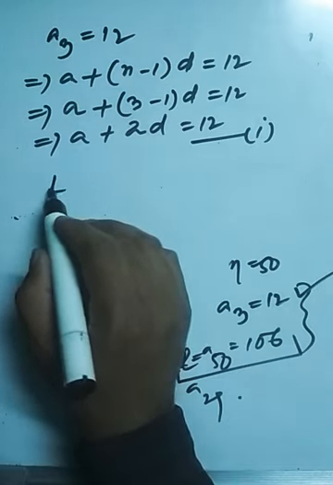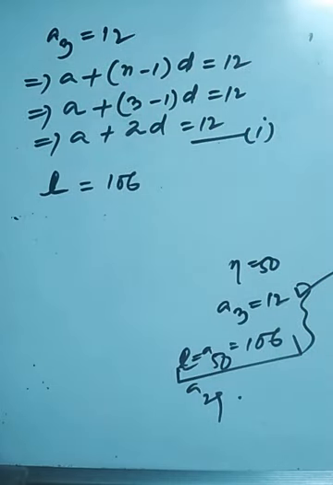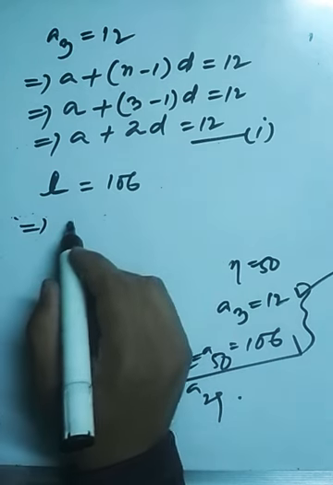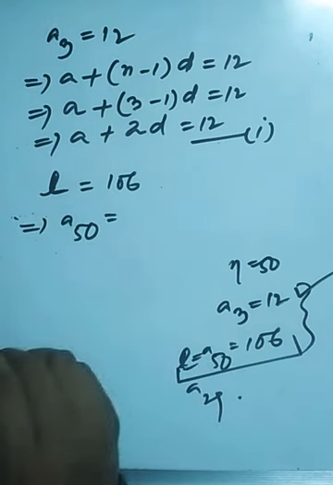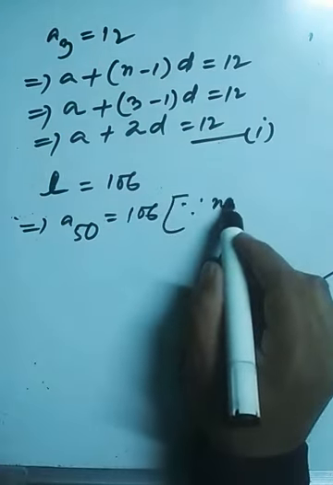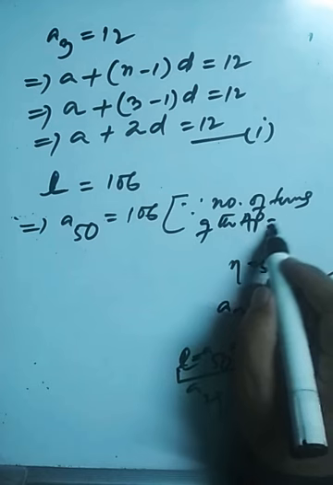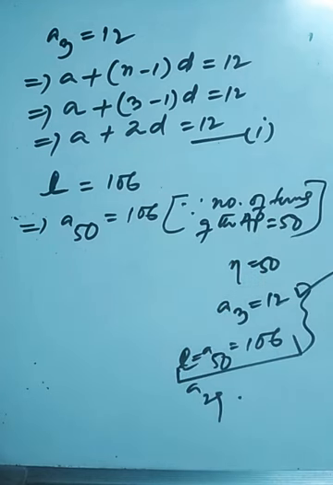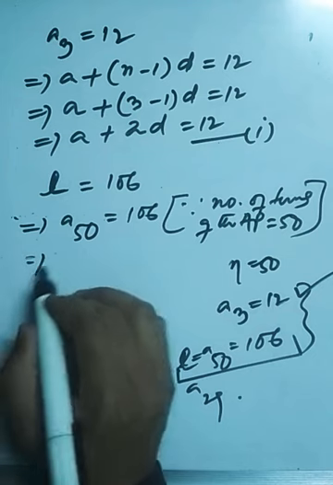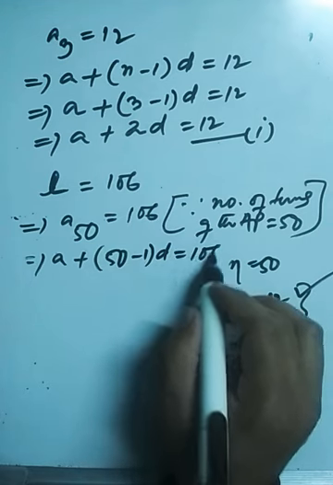And now the question says that the last term is 106. But in this arithmetic progression, the question tells very clearly there are 50 terms. So here it will be A50, and it will be how much? 106. We can give the reason here: number of terms of the AP equals 50. This is given by the question. So A plus 50 minus 1 D, it will be 106.